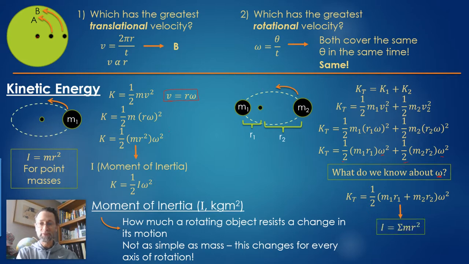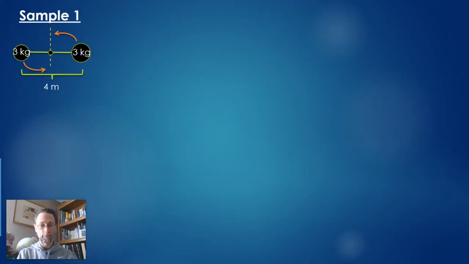Hey, what happens when we add those up? Isn't that like saying it's a sum value? So our more general equation for a moment of inertia is going to be that it is the sum of the mass times the radius squared, mass times radius squared.